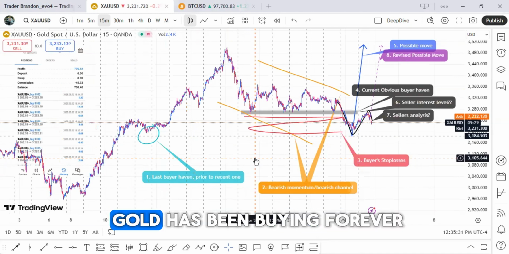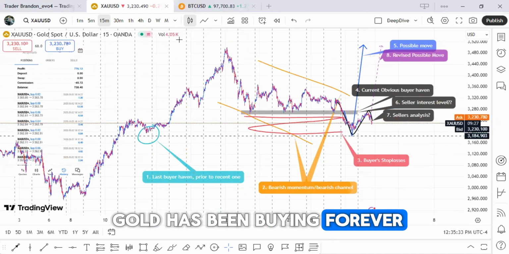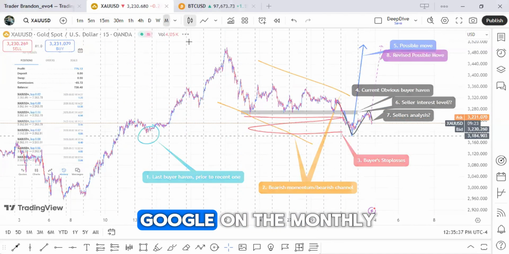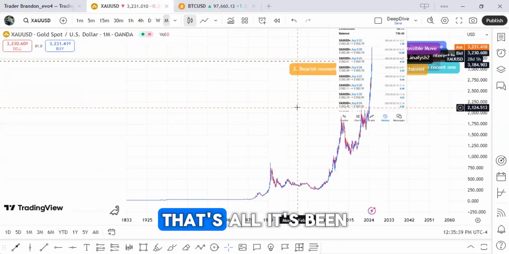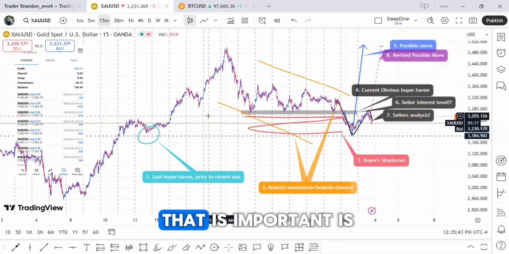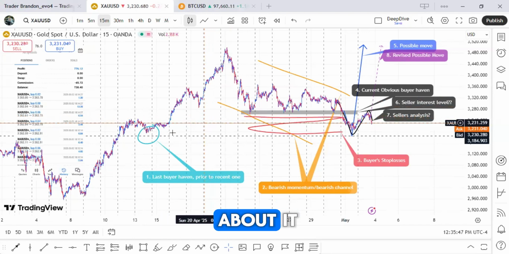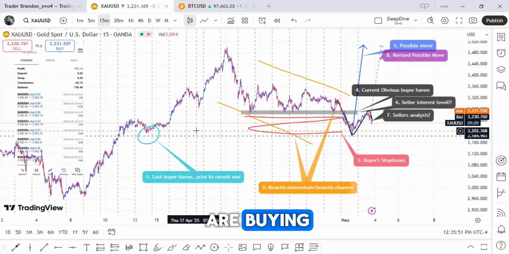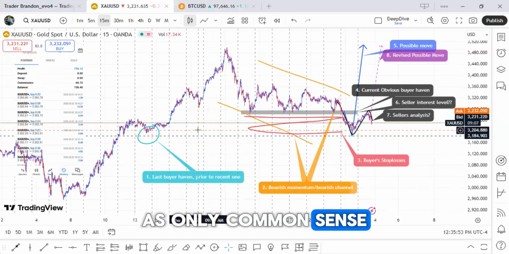The reality is that gold has been buying forever, right? Gold has been buying forever, right? When you look at gold on the monthly time frame, that's all it's been doing, buying, right? And the reason why that is important is you have to think about it where the market will only buy if buyers are buying. That's only common sense.